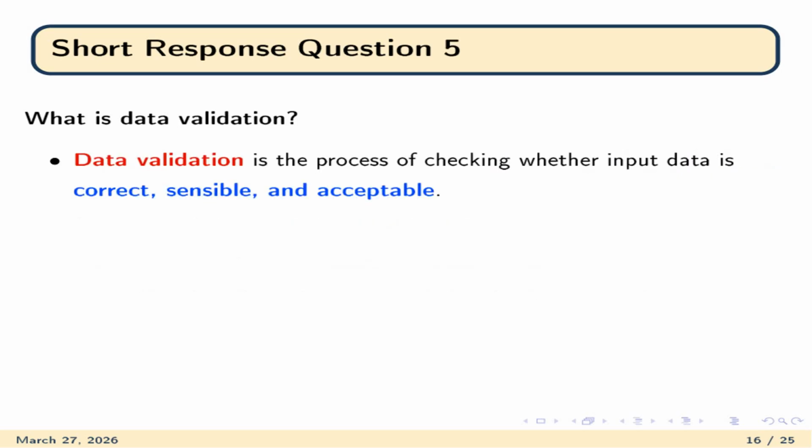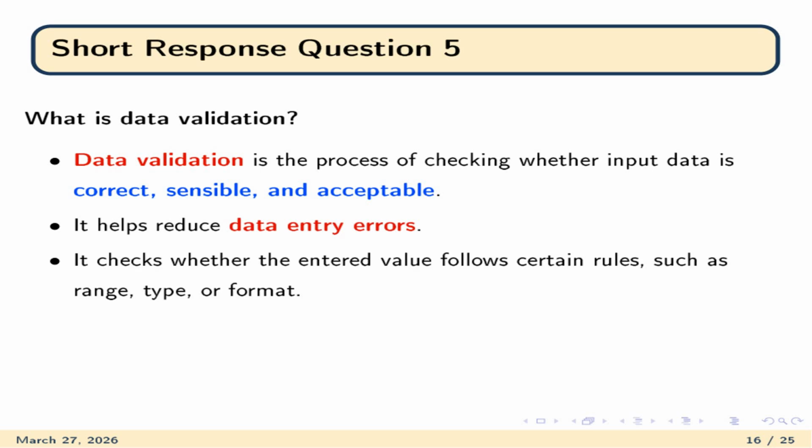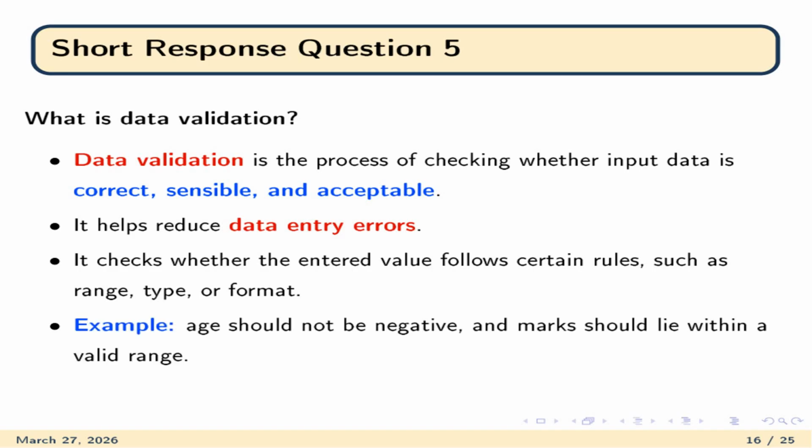What is data validation? Data validation is the process of checking whether input data is correct, sensible, and acceptable. It helps reduce data entry errors. It checks whether the entered value follows certain rules such as range, type, or format. Example, age should not be negative and the mark should lie within a valid range.